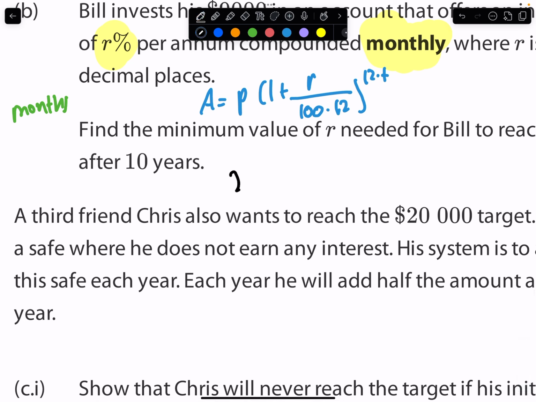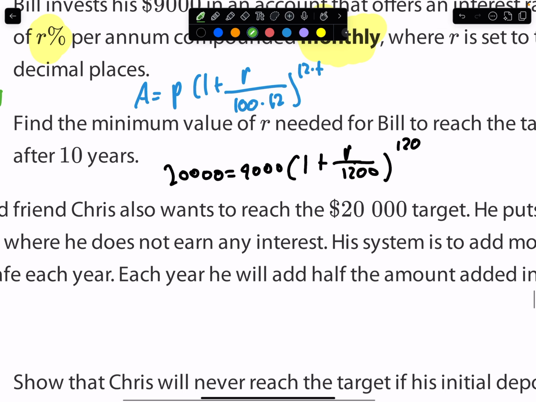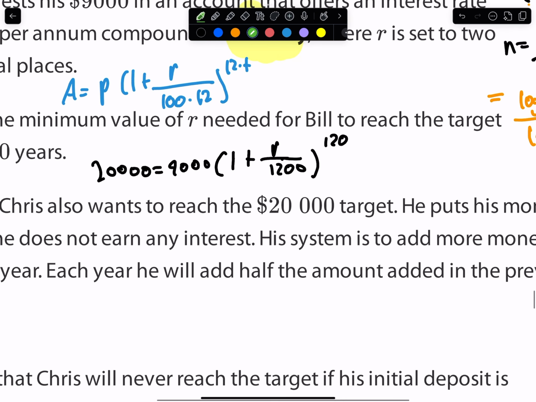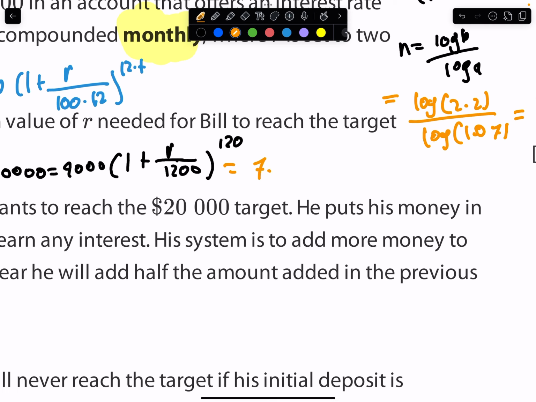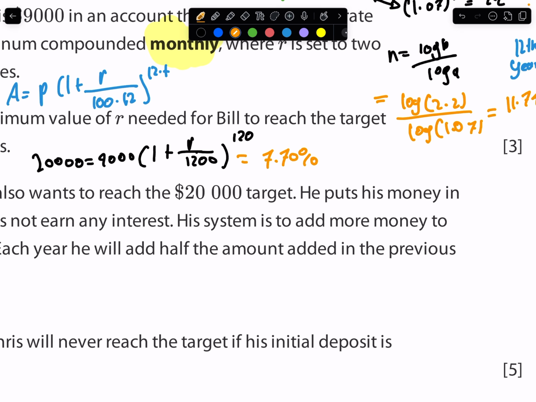20,000 equals 9,000 times (1 plus R over 1,200) to the power 120, which is the T, and that should equal 7.7% when you try to find R.